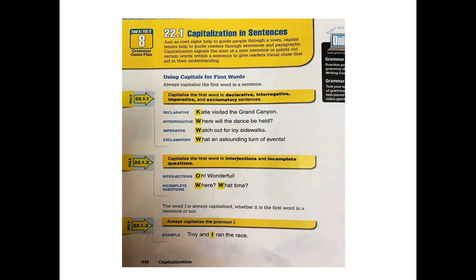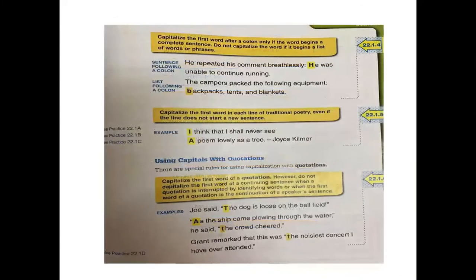Now rule number 3, always capitalize the pronoun I. Troy and I. I is never written in the lowercase. It is always written in uppercase, as capitalized. No matter where it comes, in the middle of the sentence, at the end of the sentence, or in the beginning, you always capitalize I.